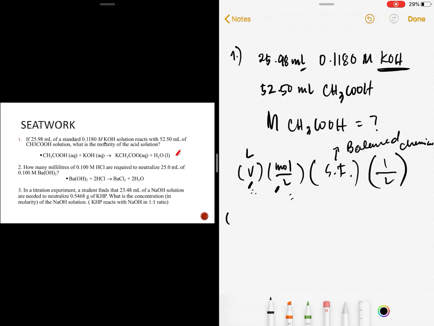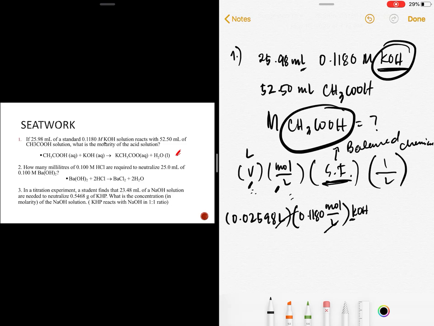So, convert ml to liter. How do you do that? You divide it by 1,000. So, if you divide that by 1,000, it is now equal to 0.02598 liter. Ayan. Tapos, yung mole per liter natin is what? 0.1180 mole per liter ng ating potassium hydroxide. Okay. So, magka-cancel na yung liter. Huwag nyo kakalimutan isulat kung kanino yung compound na yun para hindi kayo malito kapag ilalagay nyo na yung stoichiometric factor.